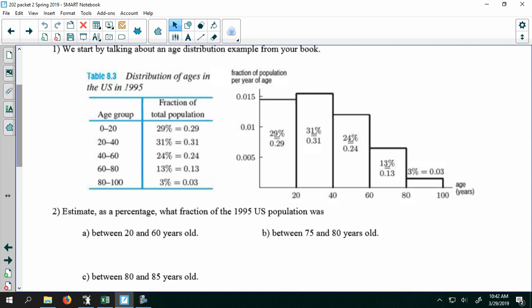All right, so using our histogram, what percentage of the population is between 20 and 60 years old? 55. Yeah, we just add up the percent that's between 20 and 40 and the percent that's between 40 and 60. So we get 55%. All right, how about between 75 and 80?